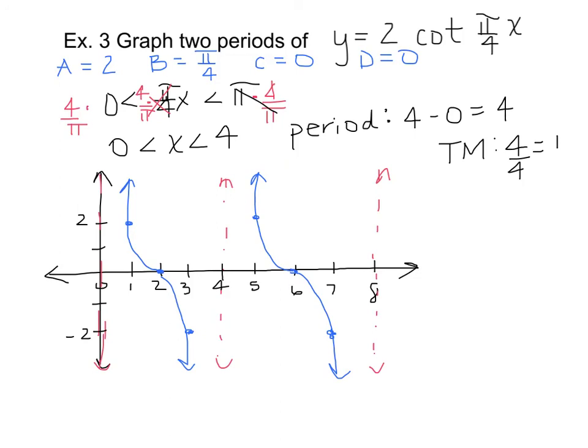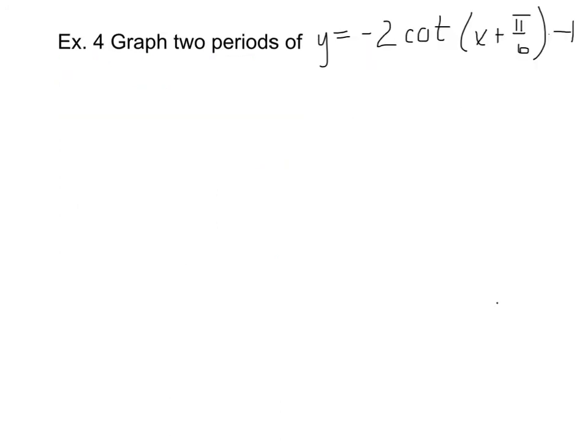All right, let's try one more. Okay, let's look at this one. It's probably as hard as you'll get. So, A equals -2. B is 1. C is negative pi over 6. And D is -1. So I made sure this one has everything.